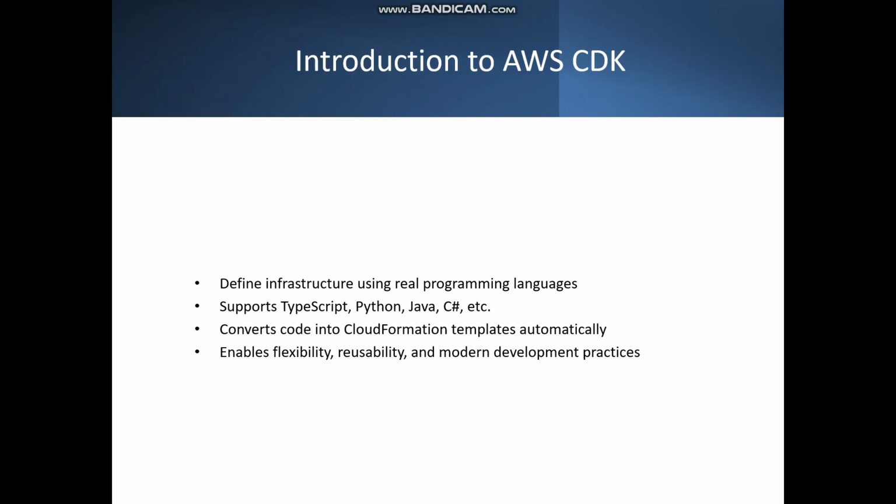Now, the introduction to AWS CDK. The AWS Cloud Development Kit, or CDK, allows developers to define infrastructure using familiar programming languages like TypeScript, Python, or Java. It compiles your code into CloudFormation templates behind the scenes, allowing you to use loops, conditionals, and variables to build infrastructure dynamically. This makes infrastructure management more developer friendly, reusable, and adaptable to changing project needs.